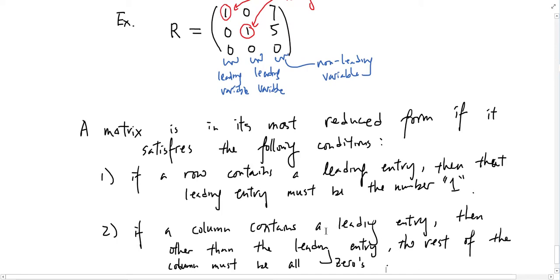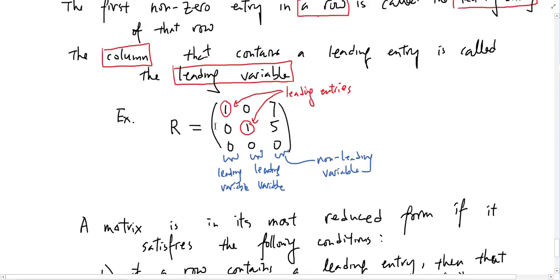Despite what it looks like, if it satisfies these 2 conditions, it is considered to be in its most reduced form, even though it doesn't look like the identity matrix. That's the purpose of defining the reduced matrix using this definition: for you to identify when a matrix doesn't look like it's in the most reduced form, but actually is. As a matter of fact, if you look at this matrix right here at the top, this matrix is in the most reduced form.